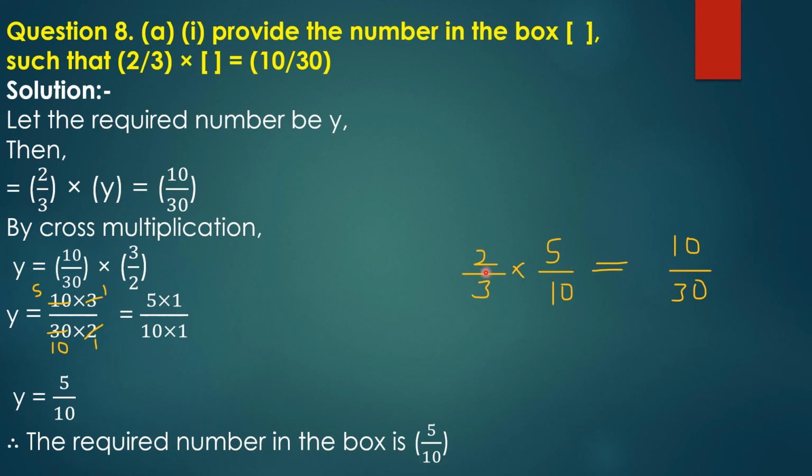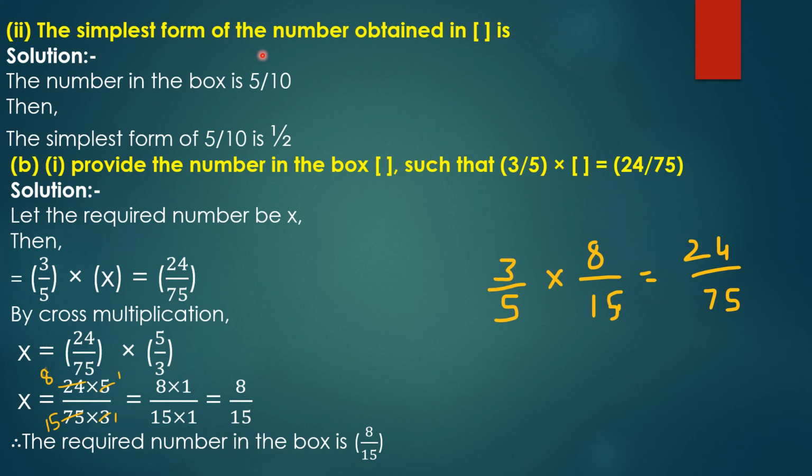Now let us fill the blank and cross verify. 2 by 3 into, what is the blank? It is 5 by 10, which is equal to 2 fives are 10 and 3 tens are 30. So they have given 10 by 30. Therefore our blank is 5 by 10.